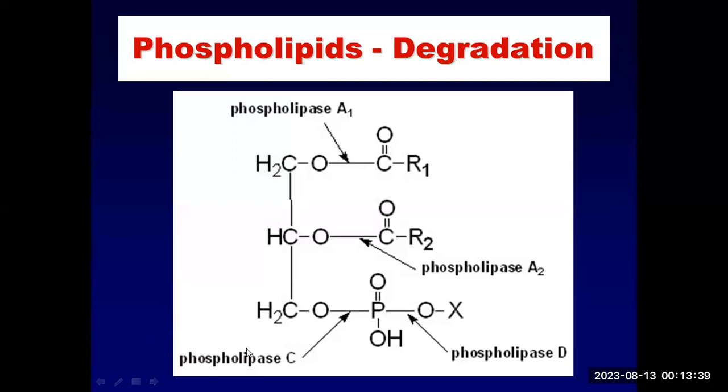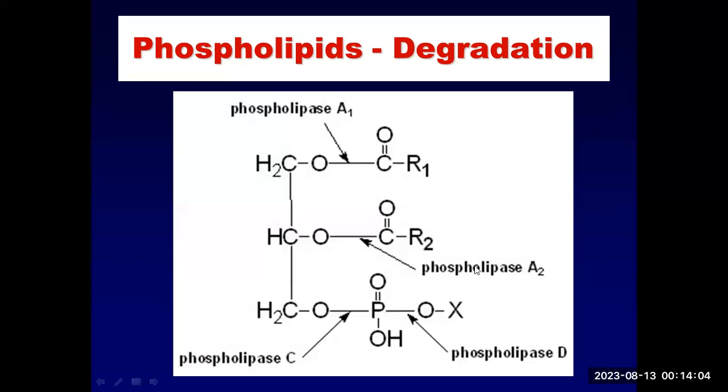And then we have 2 different ones. One is phospholipase C, which hydrolyzes the phosphorylated compound. And if it is attacked from right here, it's only removal of the nitrogenous base, and that is done by phospholipase D.